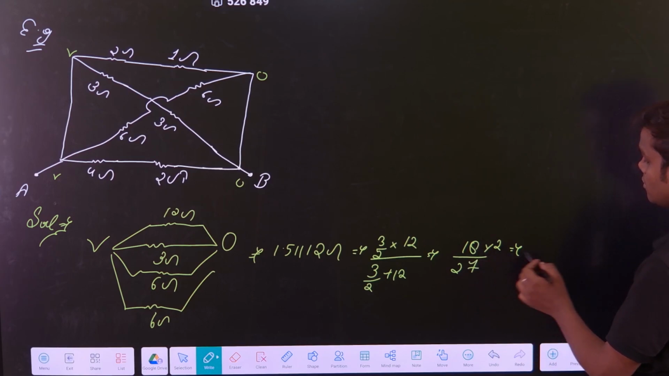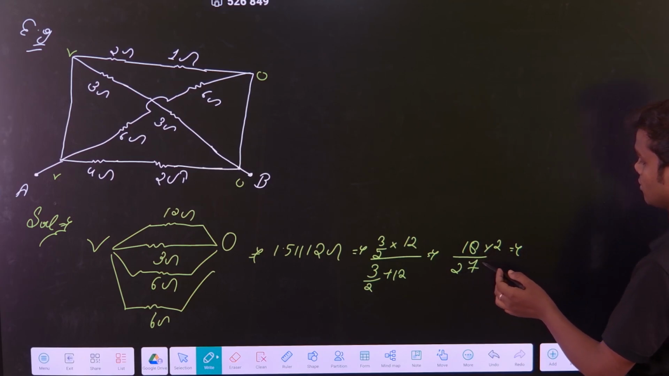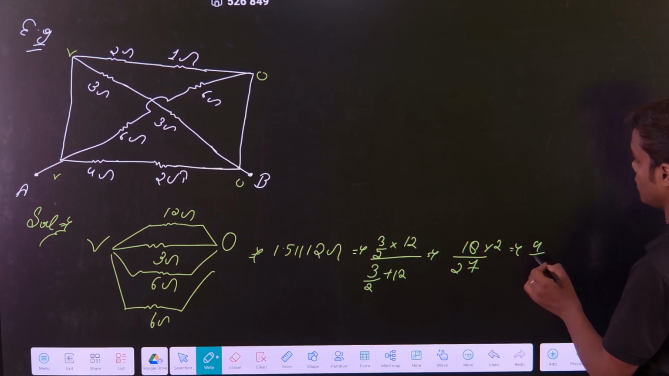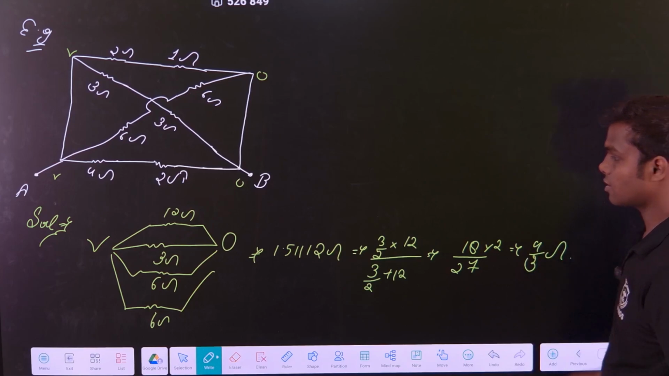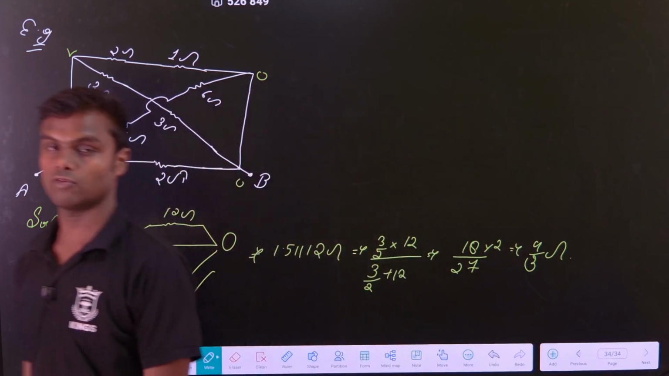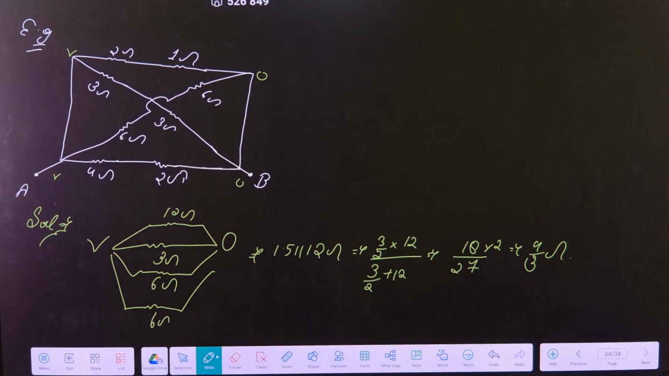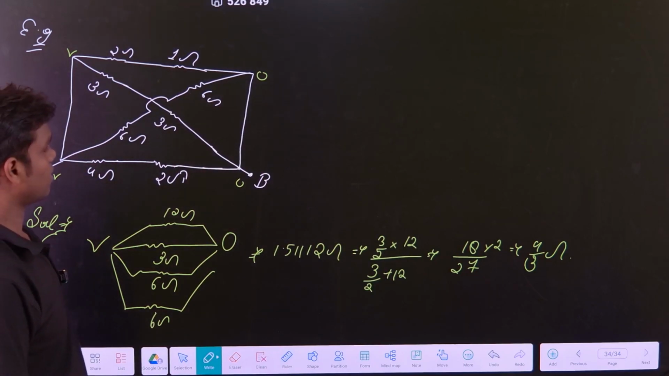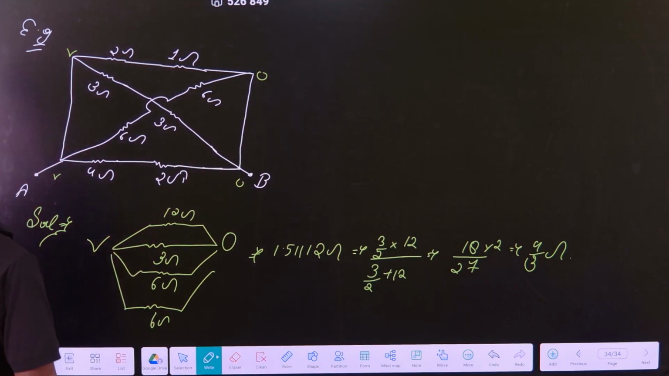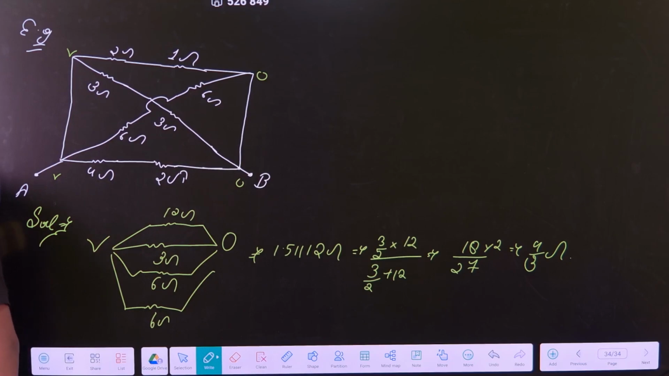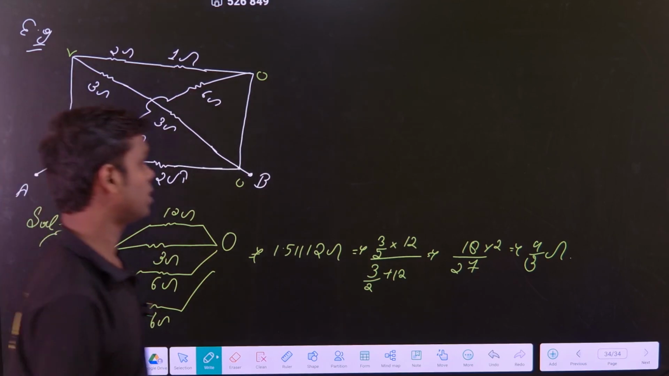You can take 2 and 3, so 4 by 3 ohm. Correct. So how much are you getting? 4 by 3 ohm, that is 1.33. Clear? I hope you are getting my point. So this is what we call the potential approach. You can write the potential at any point and just calculate.